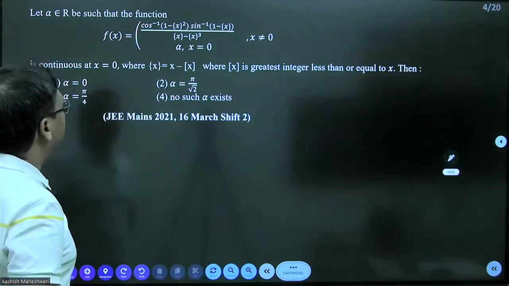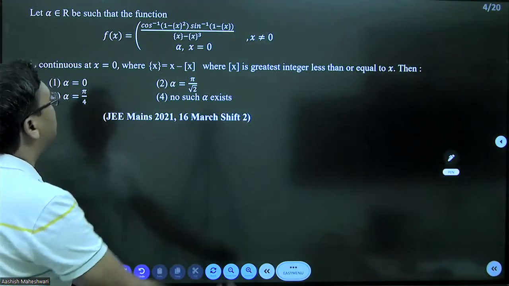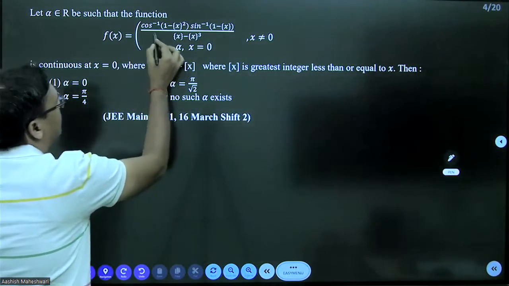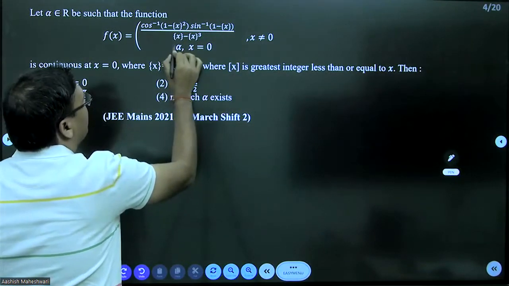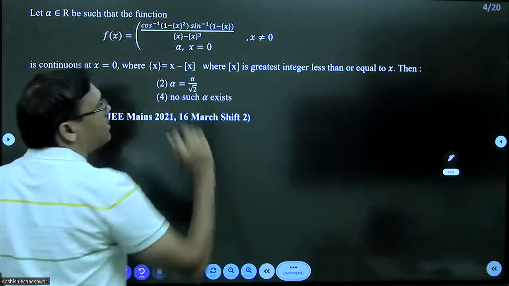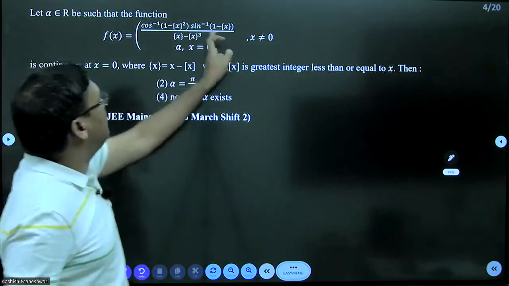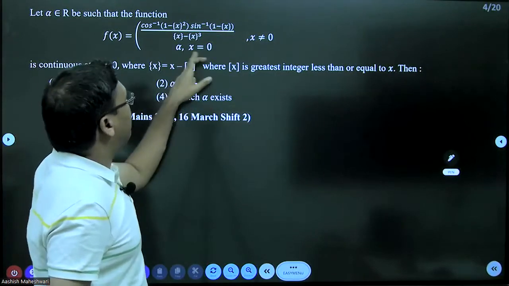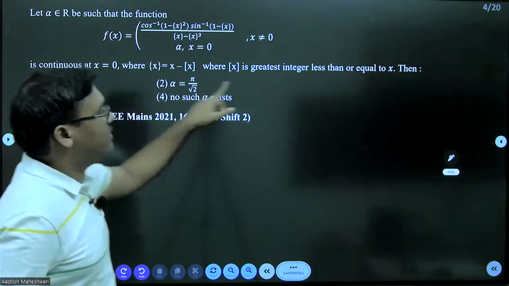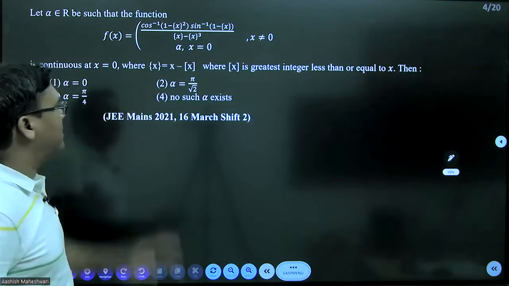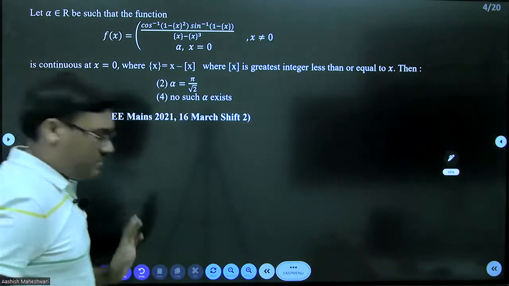Now let's move to the next question. This one is a little interesting question. You can see here, if alpha is any real number such that f(x) is equal to cos inverse of 1 minus fractional x, sin inverse of 1 minus fractional x, upon fractional x minus x cube, where x is not equal to 0, and this is alpha if x is equal to 0. This is when x is not equal to 0, and this is alpha when x is equal to 0. It is continuous at x equal to 0, where this is the fractional part of x, then you have to find the value of alpha, and one option is also that no alpha exists.